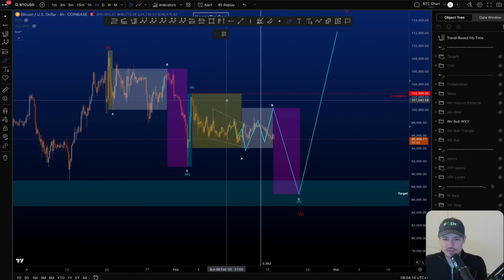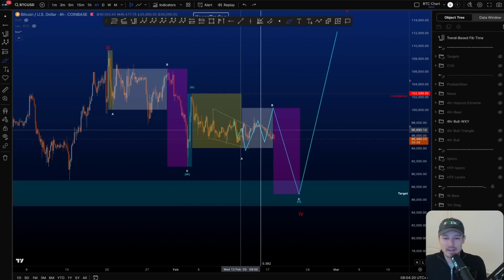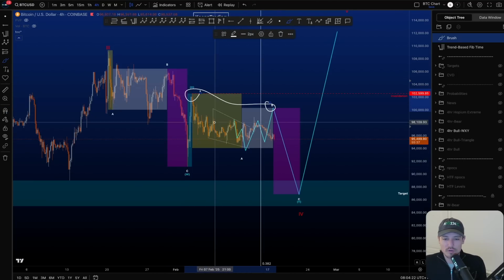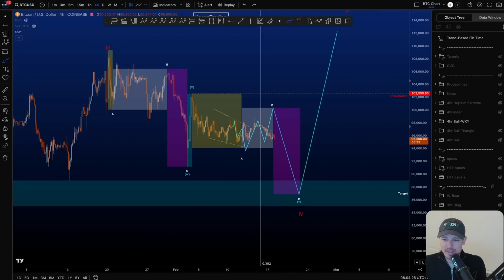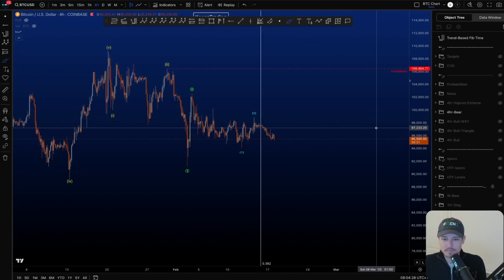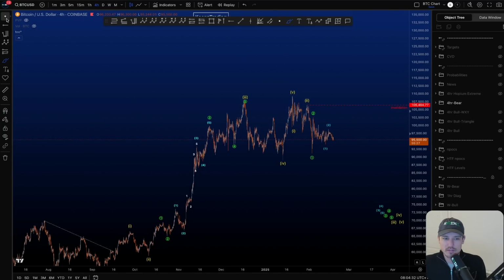Now, the invalidation for this is 102.6k on my chart. That's the high of your wave X. And wave B is not allowed to take the origin of wave A in a 5-3-5 zigzag in your wave Y. Now then we have to, of course, cover the bearish scenario as well.